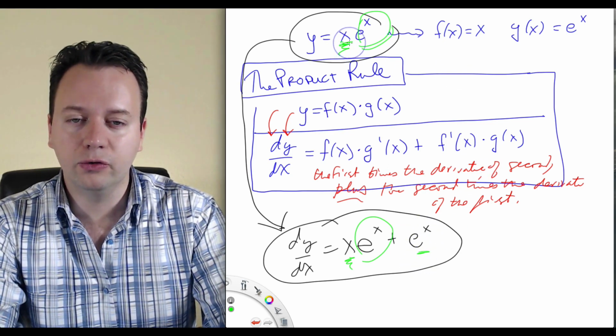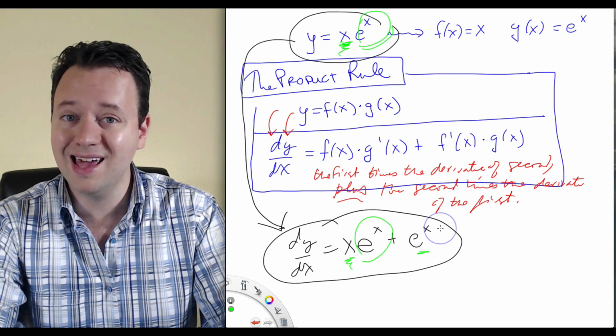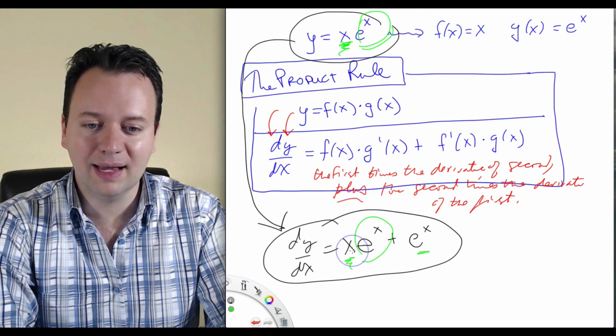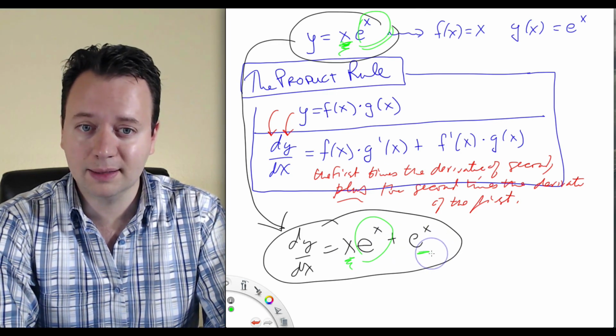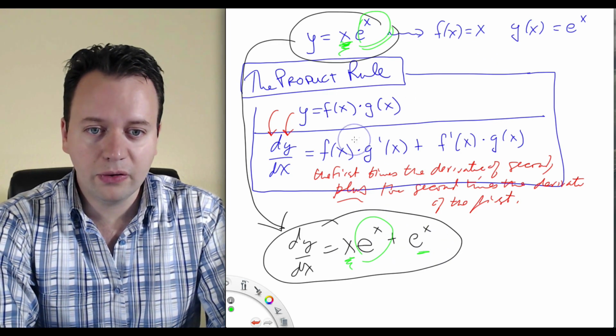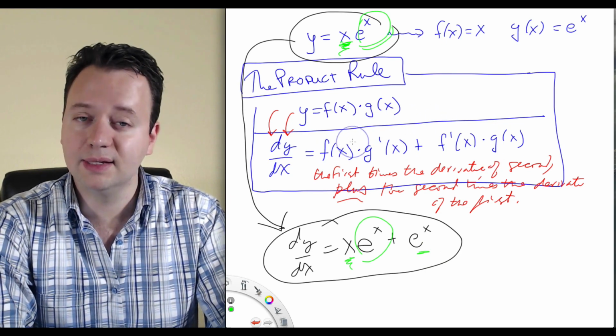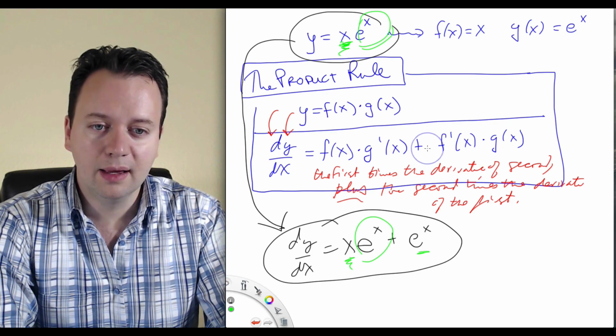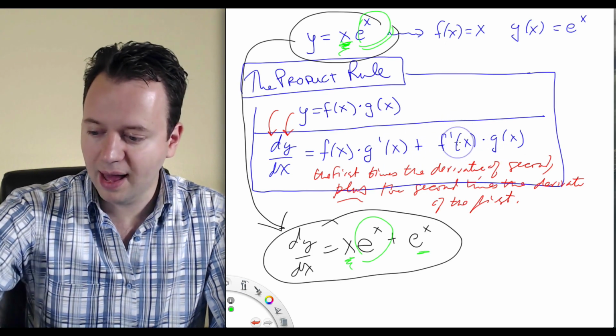Derivative of the first, derivative of x is just 1. So e to the x times 1 is just e to the x. So the derivative of x e to the x is x e to the x plus e to the x. And the formula works exactly the same. This is exactly a blueprint for what I just did. It's f times the derivative of g plus g times the derivative of f.